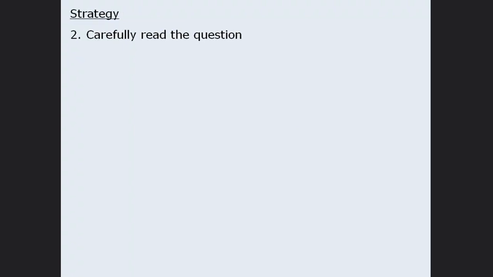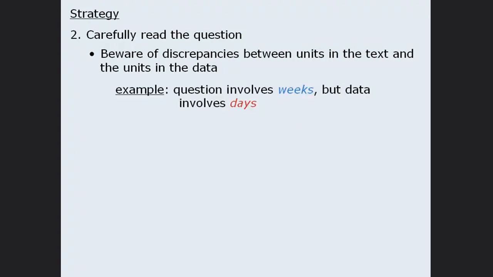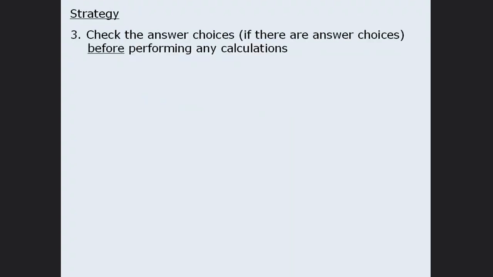As you do so, beware of any discrepancies between the units in the text and the units in the data. For example, the question may concern the occurrence of some incident each week, but the data may involve the occurrence of some incident each day. This is a common trap on the GRE. Finally, once you fully understand the question, your next step is to check the answer choices before performing any calculations.